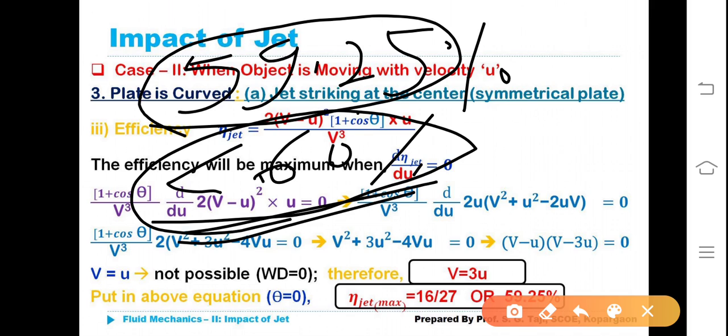Another way of asking is that four options may be given in this way: 60%, 60.25%, 95.25%, 59.25%. Then you have to tick the answer 59.25%. Is it clear? Yes. Okay.